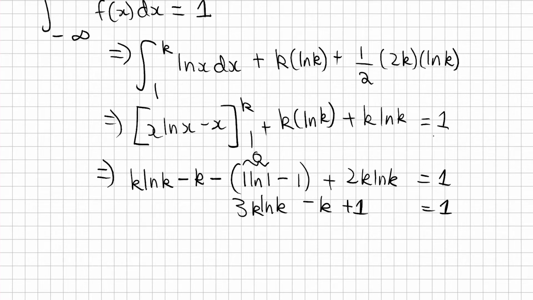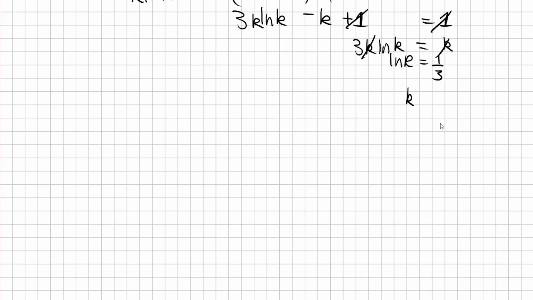And from here it's quite simple, you just cancel these ones, and then 3k times the natural log of k equals k, these k's cancel, and then natural log of k equals 1/3, and by raising both sides to e, we're going to have k equals e to the 1/3. That's our first numerical value.